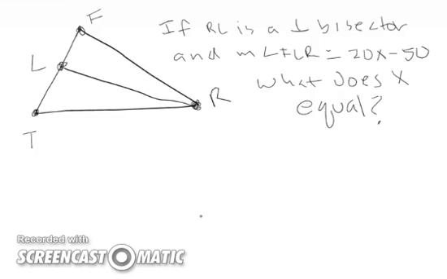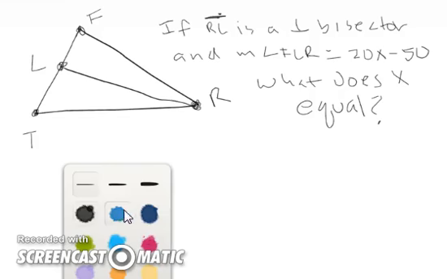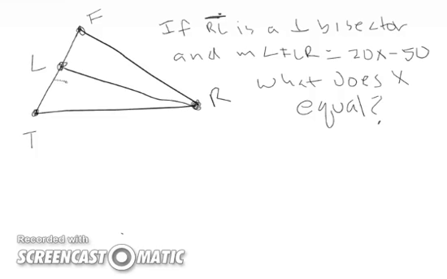Alright, this question says, if RL, so line segment RL here, is a perpendicular bisector. So if it's a perpendicular bisector, we know that these are going to be cut in perpendicular, and we know that these are two congruent. So RL is a perpendicular bisector, and it says if angle FLR is 20x minus 50 degrees, then what does x equal?